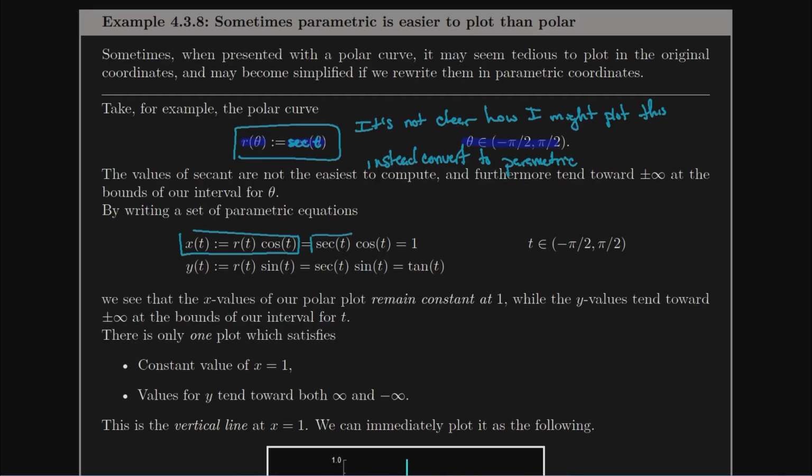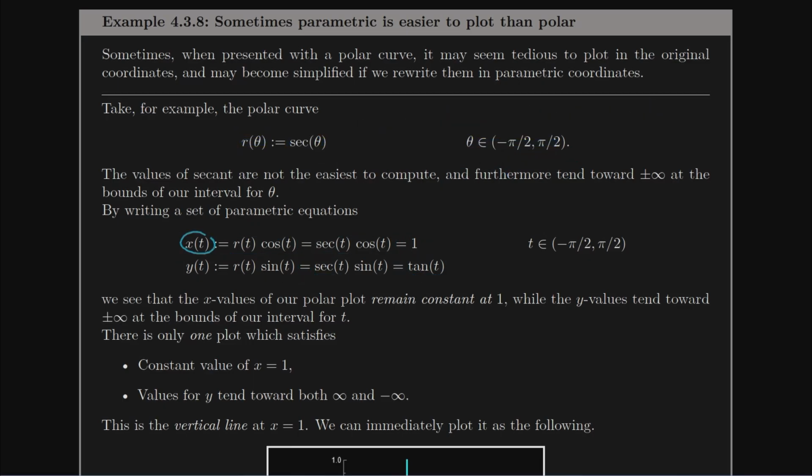So we're going to take secant times cosine, and classically secant is 1 over cosine, right? It's just going to be 1 in the x direction. And then if we look at the y direction, y has always been defined as r sine of t, and so r of theta ends up being secant. We have secant t times sine t. Well, secant is still 1 over cosine. We're going to get tangent of t for the y direction.